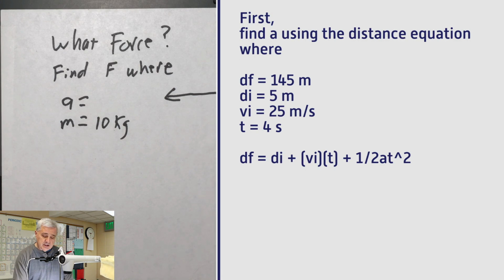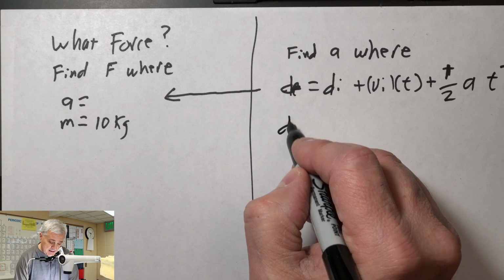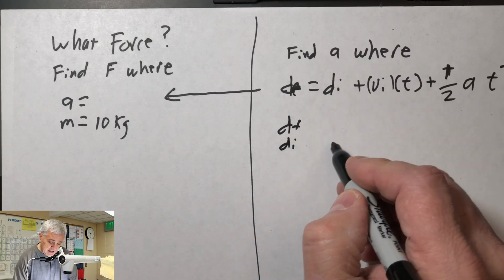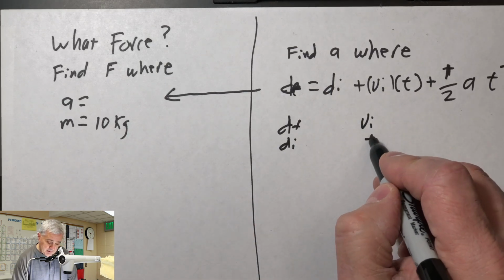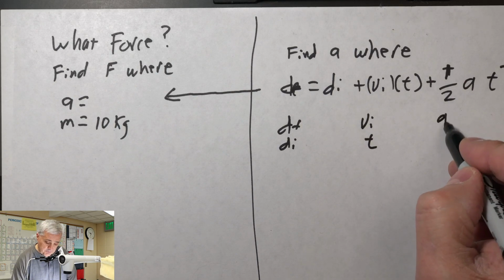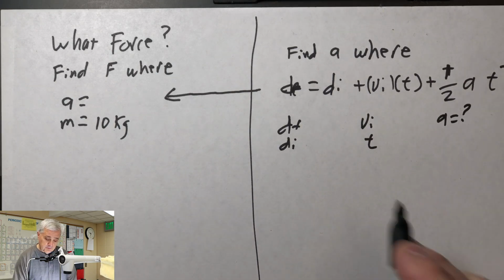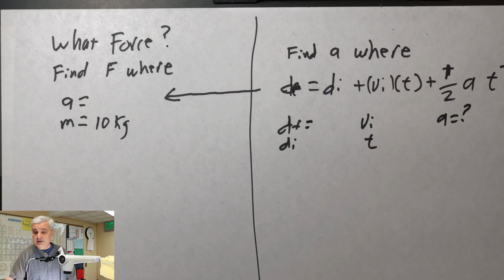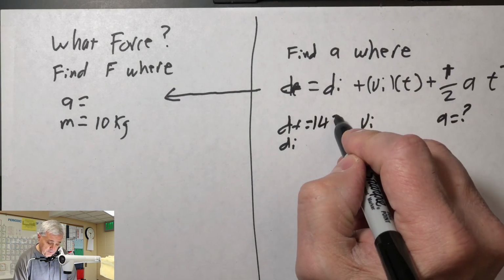So I need a whole bunch of variables. I need d sub f and d sub i and all that stuff. So let's go for d sub f, d sub i, v sub i, t. A is the thing we're looking for. D sub f, the final distance, is 145 meters.